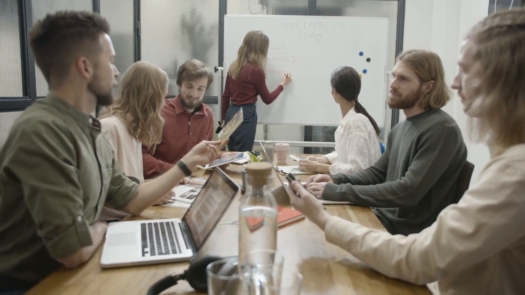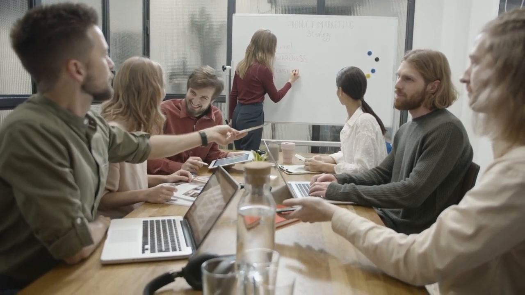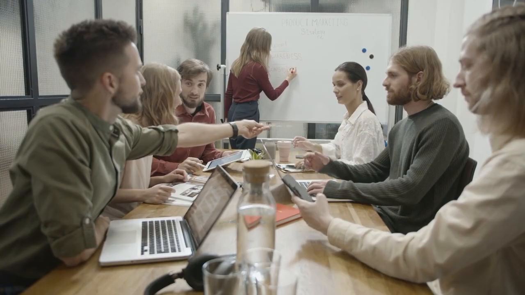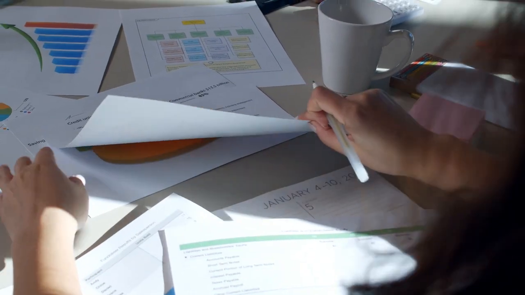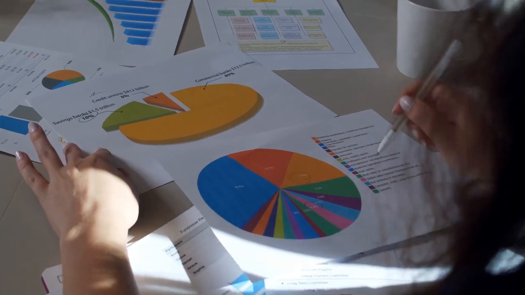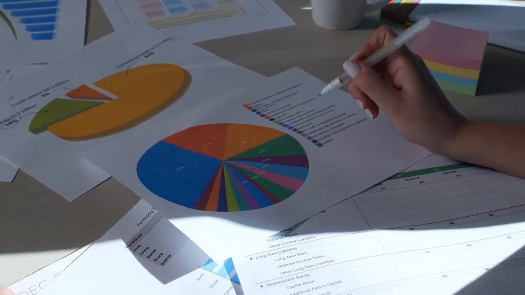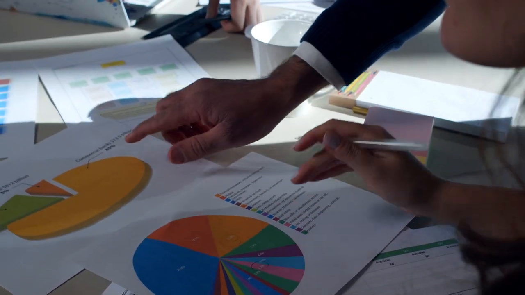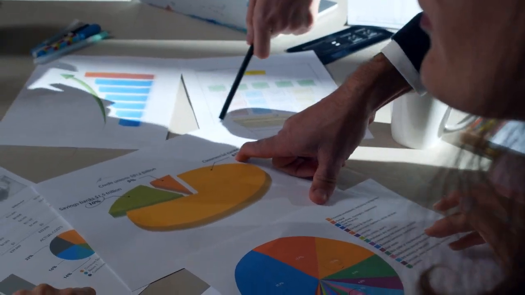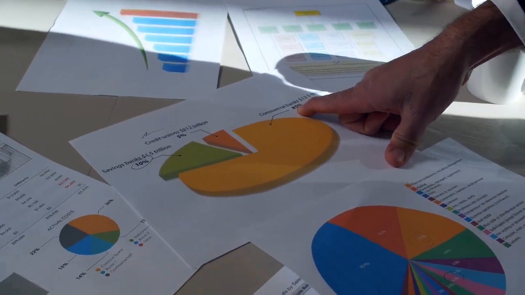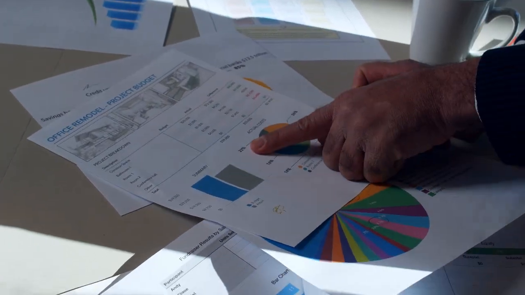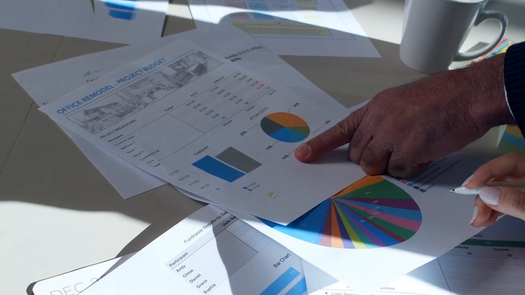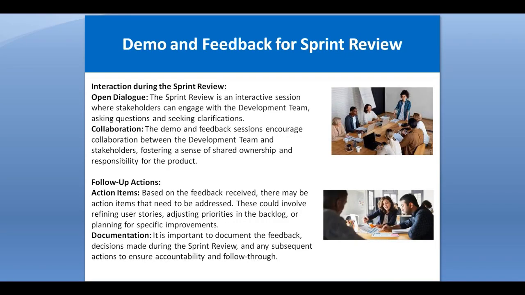the interactions during the sprint review. Obviously, friend, it is an open dialogue session in which the Scrum development team is showcasing the work, interacting with the team members, and they are basically giving the feedback. It is highly collaborative as well, because the Scrum development team and all the stakeholders foster a sense of shared ownership and responsibility for the product. So it is a very good session for collaboration as well.